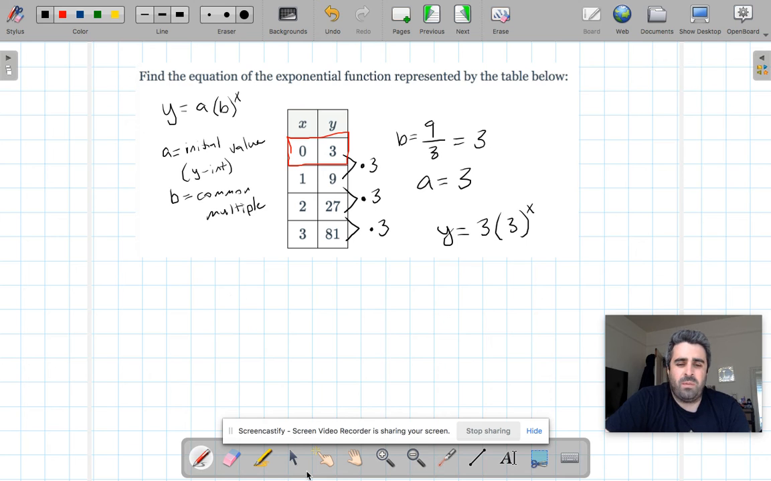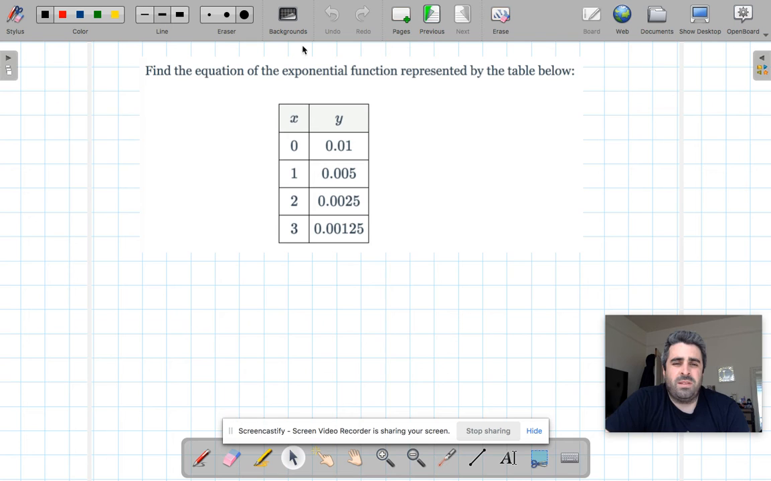So let's also look at one that represents exponential decay. So this table we could see is decay. And I know that because it's decreasing. The y values are getting smaller as x increases. So I'm going to do this the same way. I'm going to start by locating what my decay rate is in this case, or what my common multiple is.